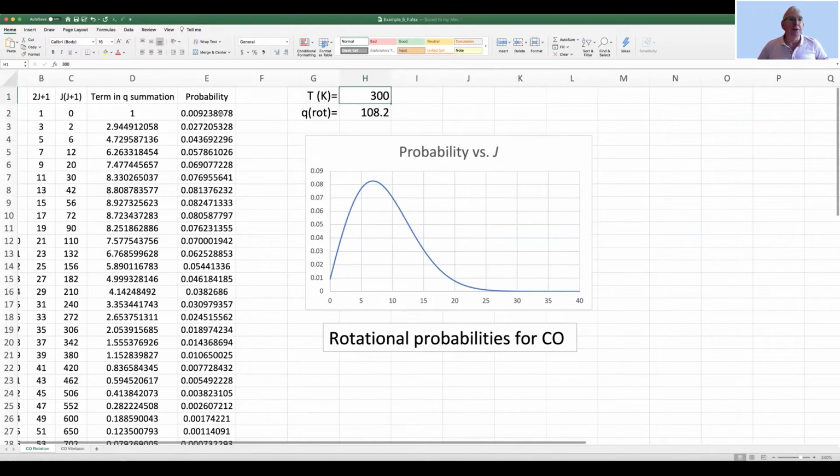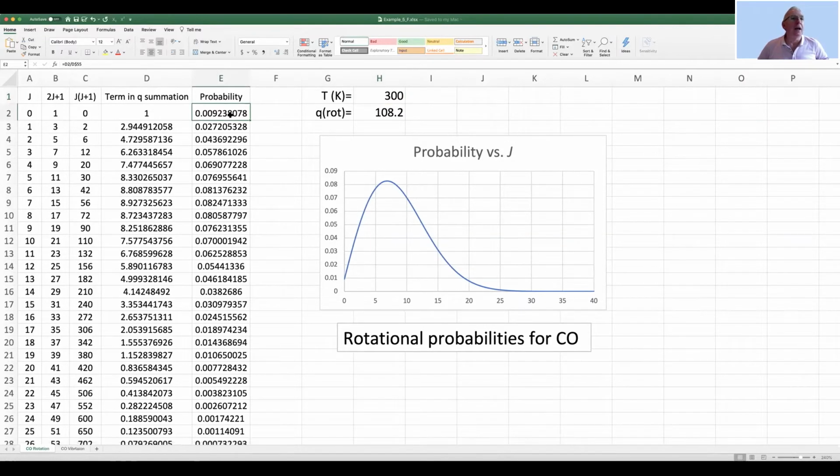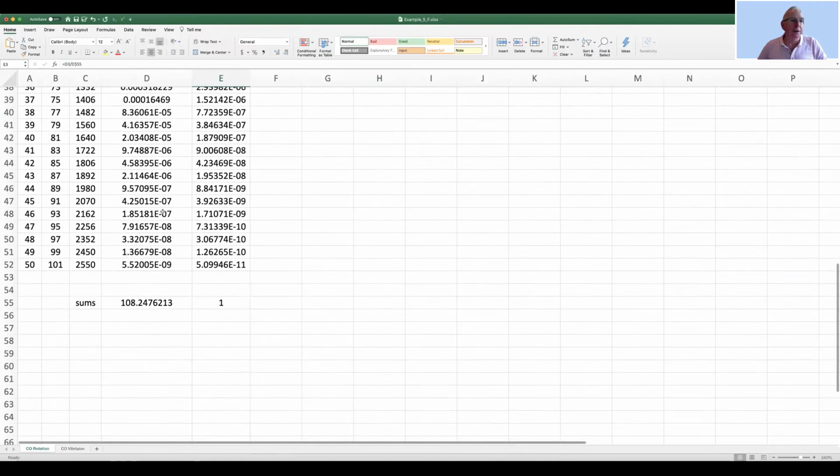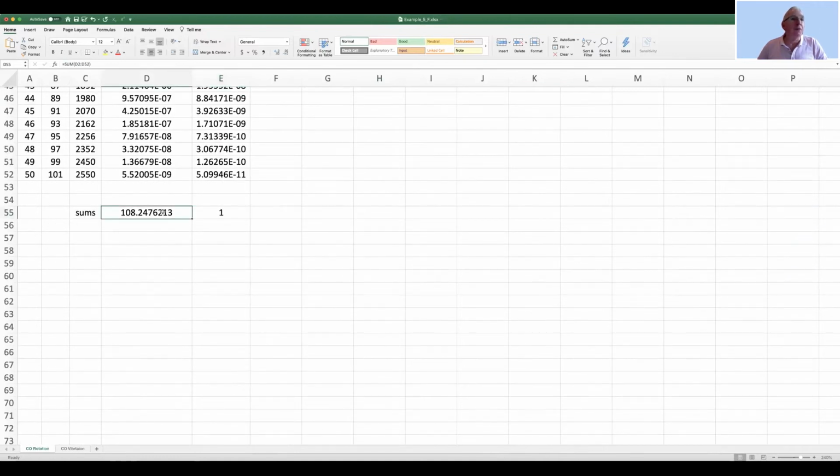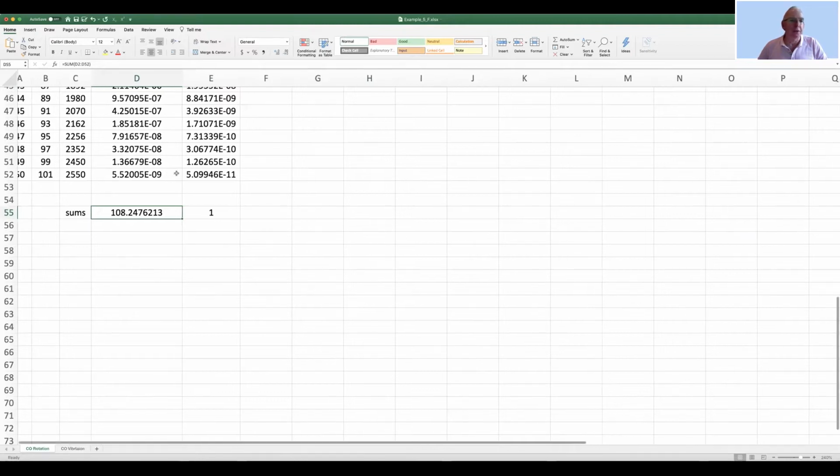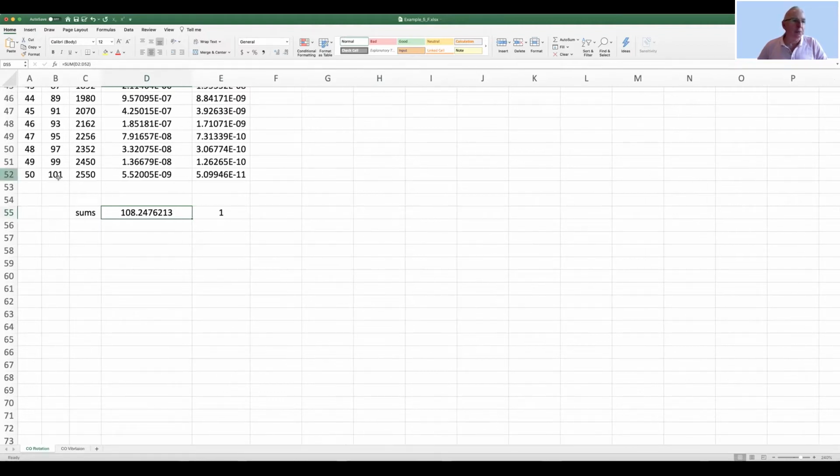And then the last column over here, this one is the term for that J divided by the full sum of all the terms, right? So that's the probability, right? And if I scroll down to the bottom, down to here, this one is the summation of all of the terms in my partition function. Notice that I probably went further than I had to, because by the time I get to J equals 50, my next term is 10 to the minus 9th power, right? So I really didn't need to go quite that far out on things.